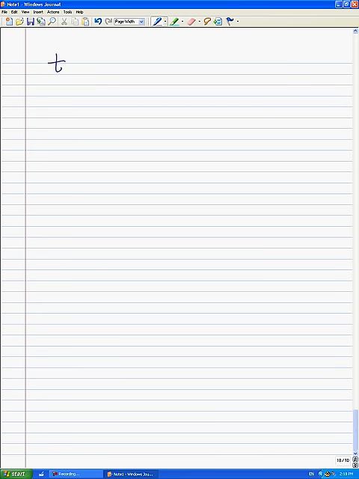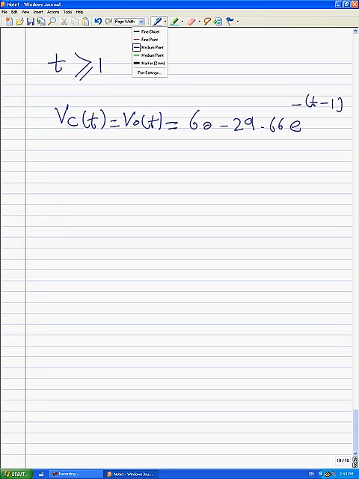And finally, for t greater than or equal to 1, we have this equation for output voltage, or voltage across the capacitor, which after simplifying should be 60 minus 29.66 times this part. This is the final answer for the question.